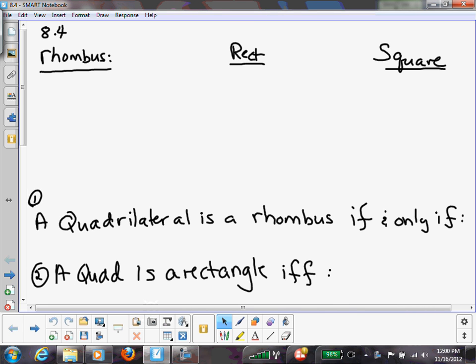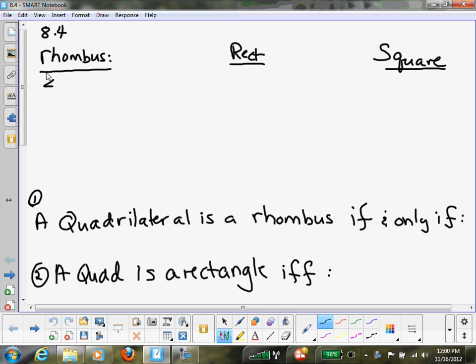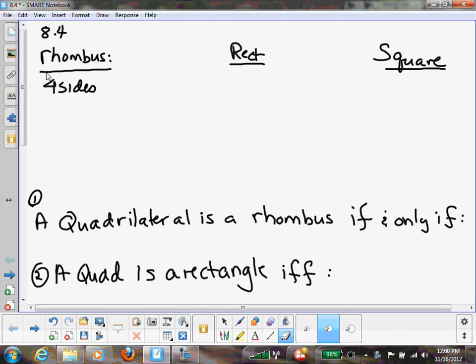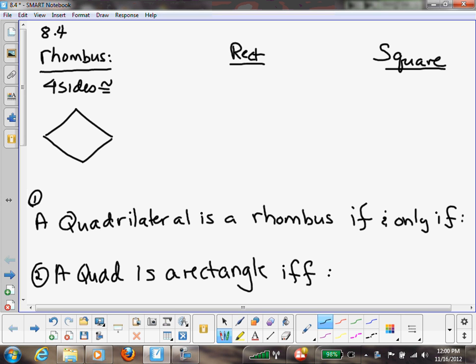So a rhombus. What we know about a rhombus is the following. Four sides are congruent. You want to think about this as a square that's been squished. It's a diamond in the rough. Okay?